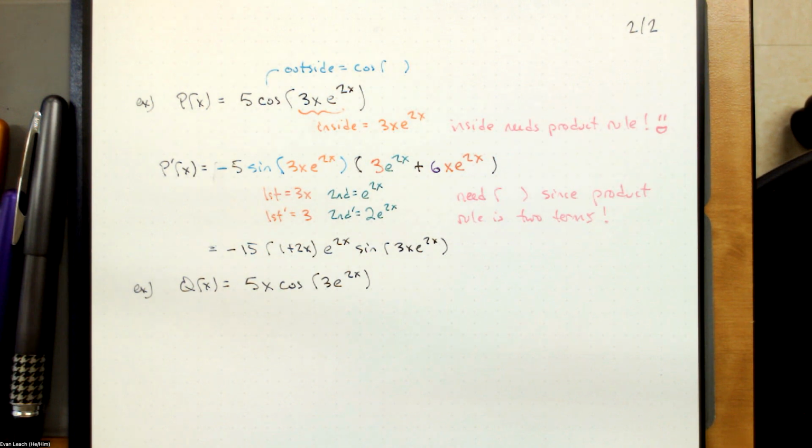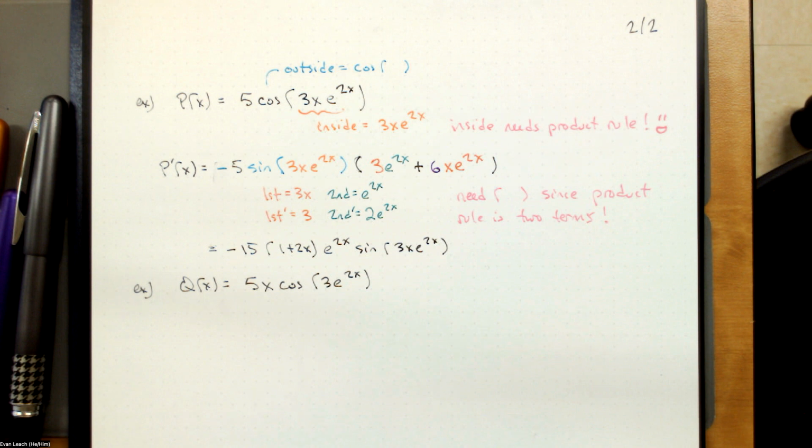Without getting into all the details, what's the big picture rule that we need to apply to this function? Product rule. I would say that the first is 5x, and then the second is cosine of 3e to the 2x. I've got those two instances of x that are being multiplied together. So the big picture I see is a product rule.